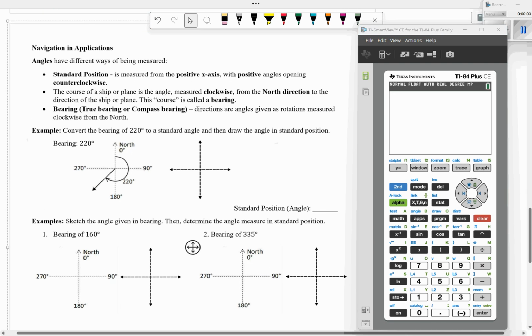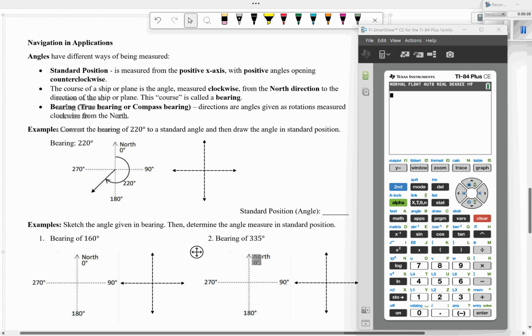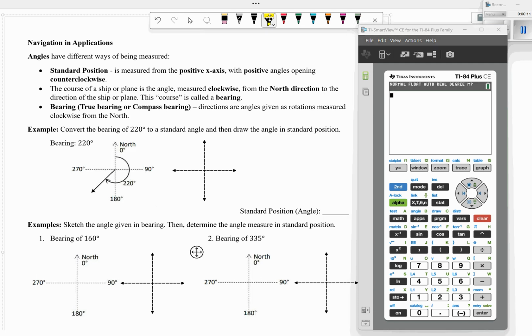Right, so now we're going to look at navigation and applications. Angles have different ways of being measured. Standard position is measured from the positive x-axis with positive angles opening counterclockwise. The course of a ship or a plane is the angle measured clockwise from the north direction to the direction of the ship or plane. This is called course, is called a bearing.